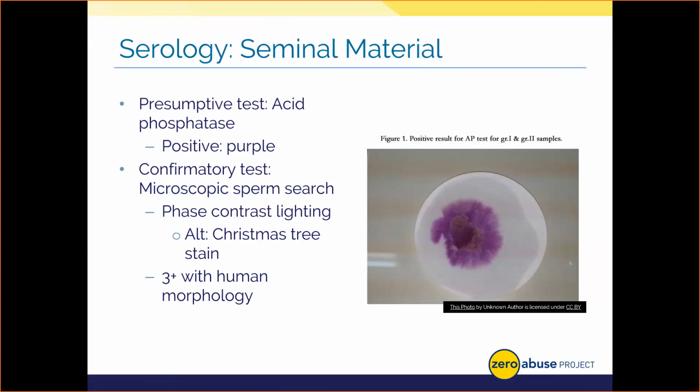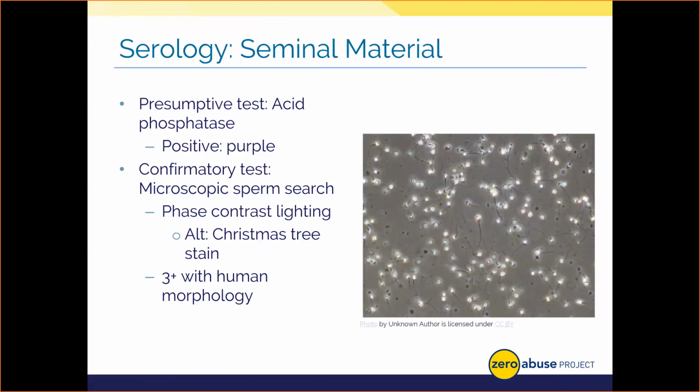Now let's dialogue about some of the seminal material confirmatory tests. One major method used is microscopic sperm searches. As the name implies, we just search for the spermatozoa or sperm under a microscope. Now we can't use traditional bright field lighting because sperm are so microscopic that they're near impossible to see in this format. Phase contrast lighting is used instead, as you can see here. This type of lighting requires a special lens to help slow the light down. What it does is it then bends and slows the light down as it passes through the slide with a sample on it.